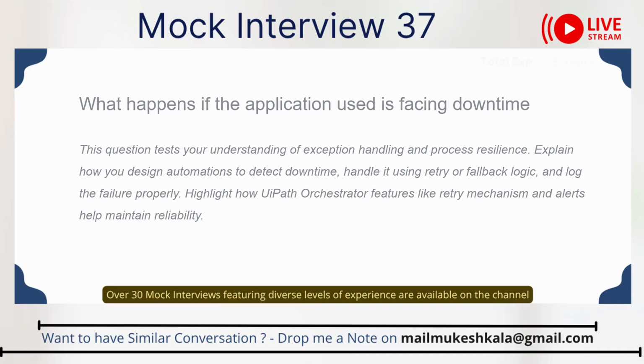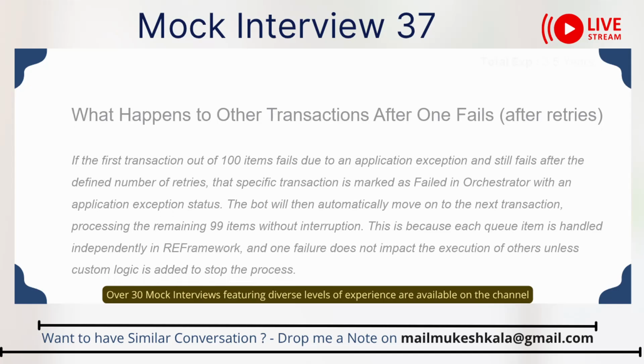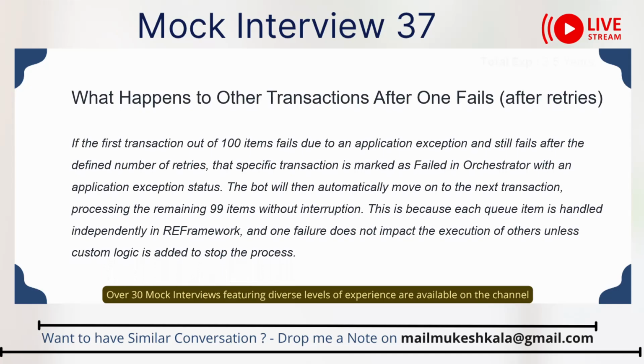It will retry the number of times, then it will throw the application exception. Okay, so let's say I have 100 items in the queue, and the AS400 is down. The first one is going to fail after three retries. It's going to say application exception and stop the process, right? What happens to the remaining 99 transactions?